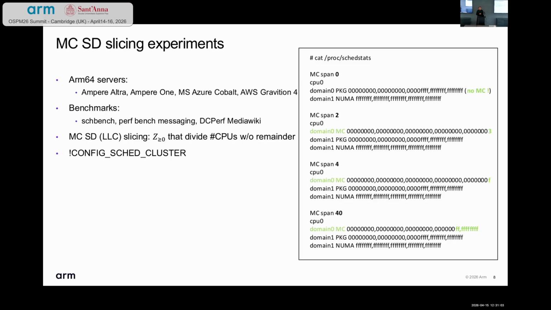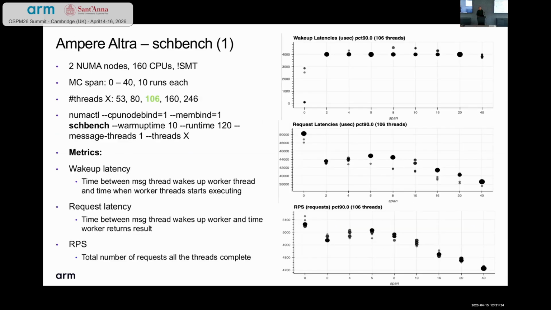On the right-hand side, you see the proc sched stats on an Ampere Ultra. If MC span is 0, you essentially don't have any MC. Then if you set it to 2, 4, or 40, you see that the mask is changing. In this case, it's visible for CPU 0. And what we then did on this machine, here you see the different MC sizes going from 0 to 40.